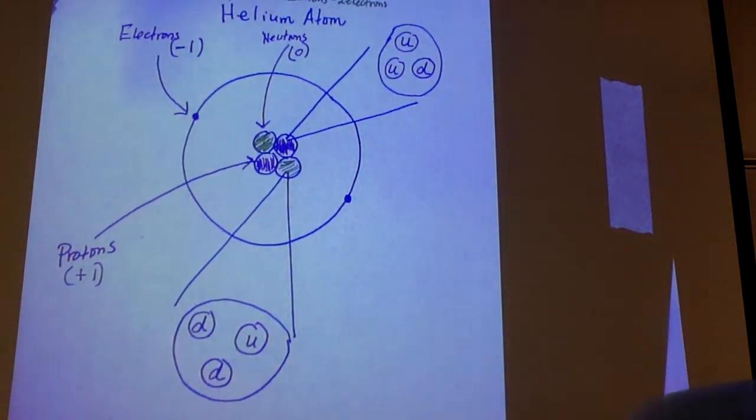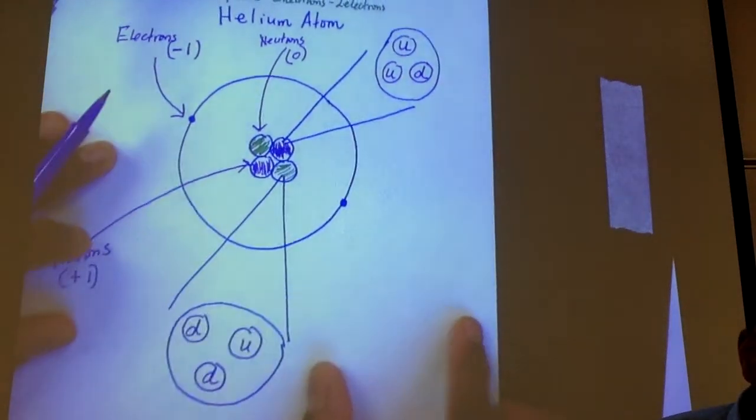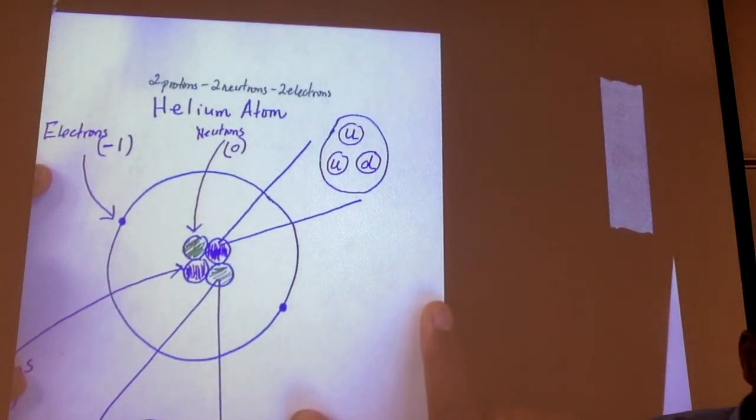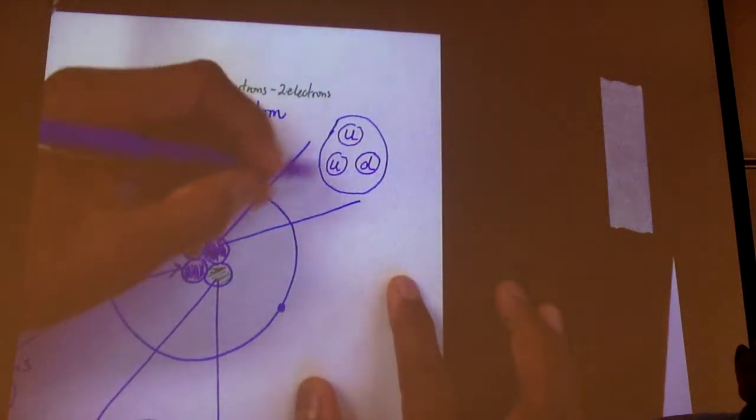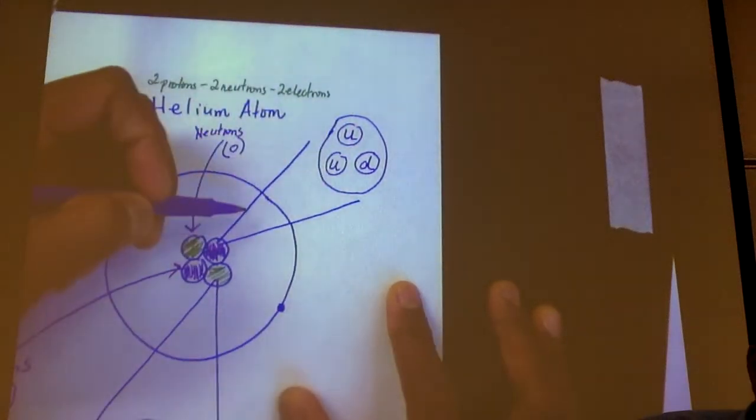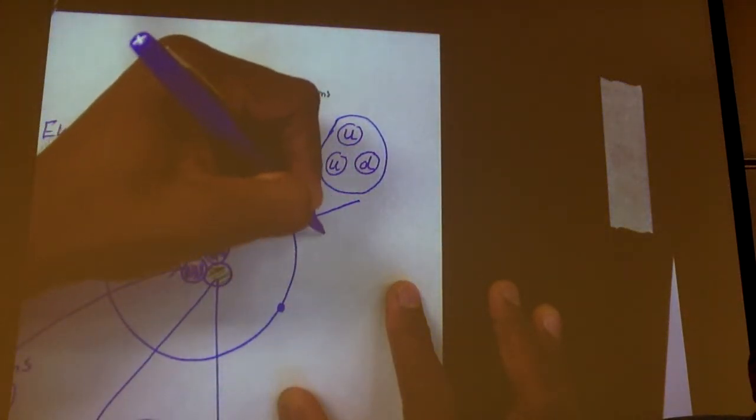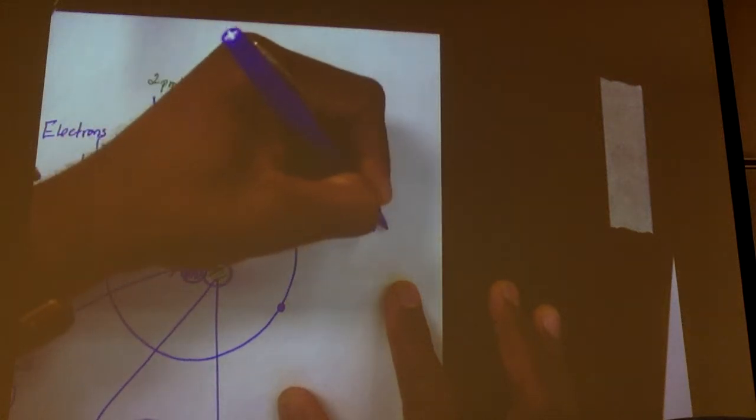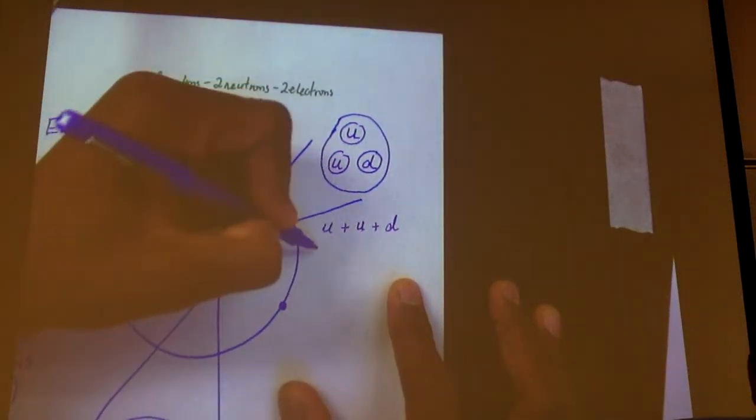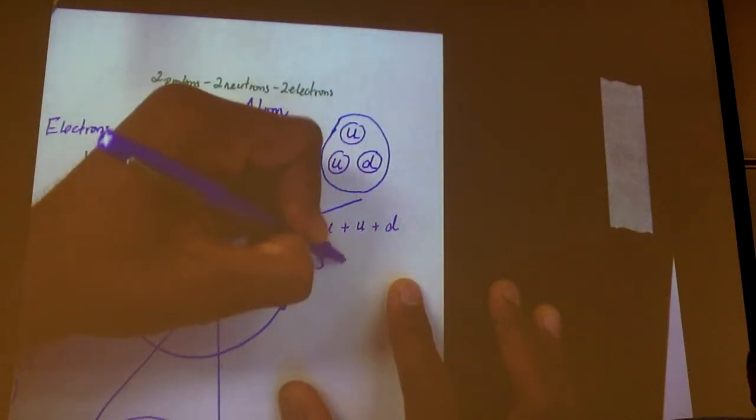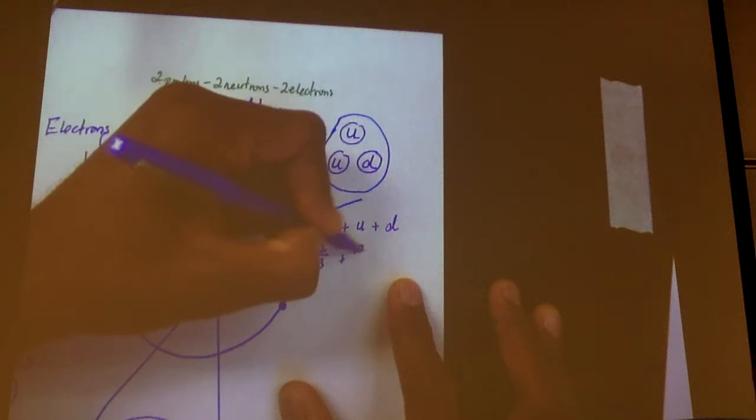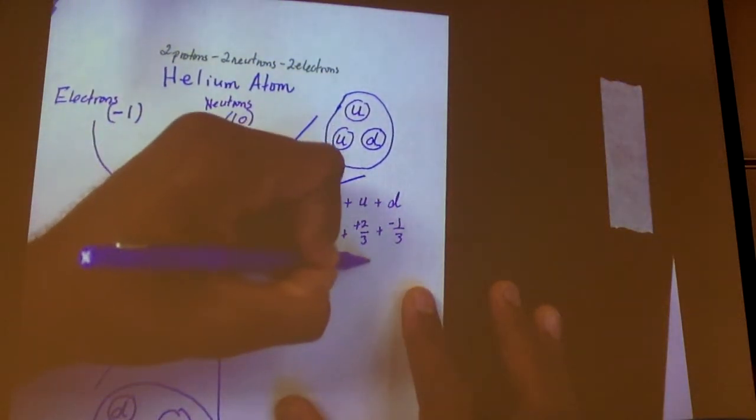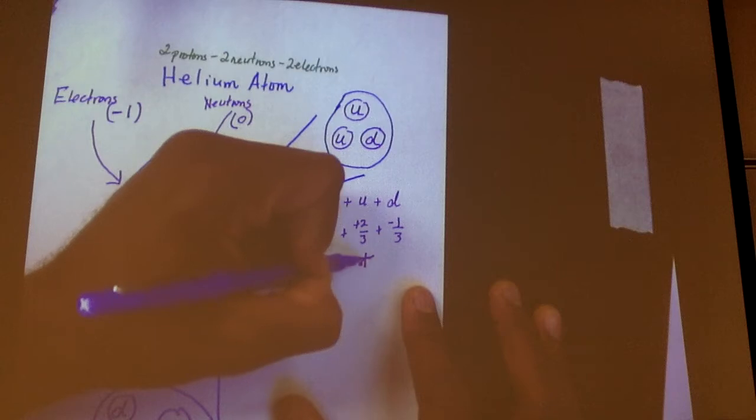Where was I? I was probably talking about the proton. So if you were asked to justify why the proton has a positive 1 charge, then you would need to add up the charges for the quarks. Up quarks we know have a charge of positive 2/3. So there's an up plus another up quark plus a down quark here. So if we have 2/3 plus 2/3 plus negative 1/3, when we add those together, we should get positive 1.